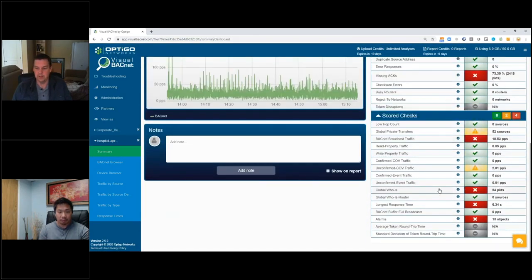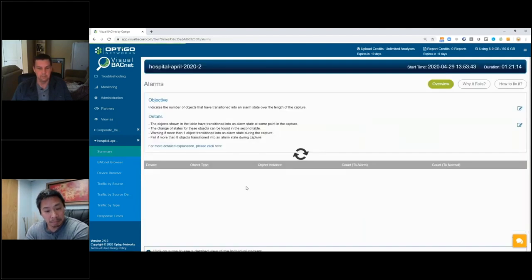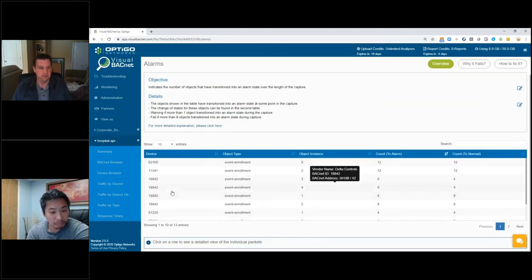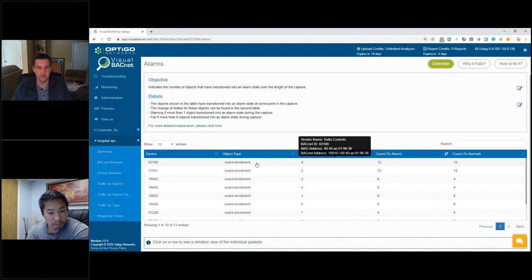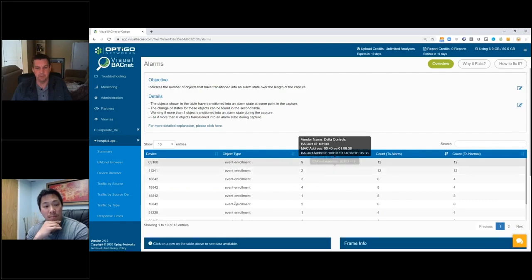The other one that was interesting to us was this alarm. What the alarms do is we trigger them if they go from normal to off-normal within the length of time of this capture. So what we're seeing here is an event enrollment alarm that has gone off. Here's the event enrollment object type, and the object instance is 9. It has triggered 12 times over the past hour and a half file. That's pretty consistent. A lot of times an alarm should trigger almost never, maybe every couple of days depending on the problem, but this is a consistent problem within the hour.